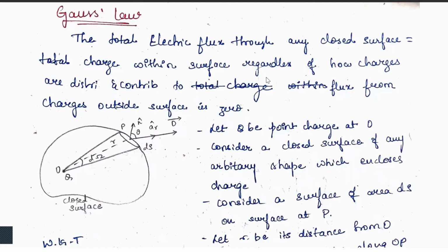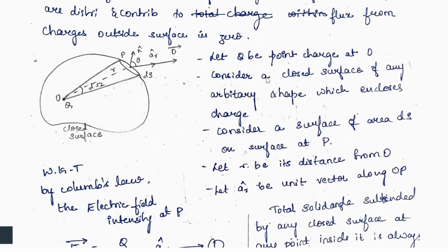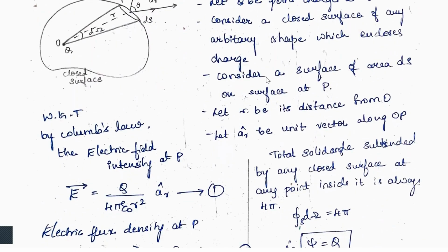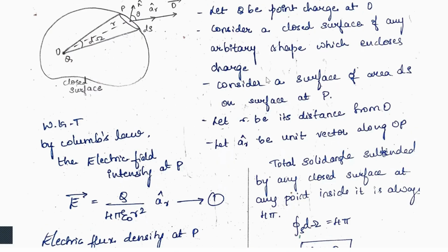So here, consider a closed surface. Let Q be a point charge at the point O. Consider a closed surface of any arbitrary shape which encloses the charge. Consider a surface area dS at the point P. Let R be the distance from O. Let a_R vector be the unit vector along OP. Now we know that by Coulomb's law, the electric field intensity at P is given by E vector equals Q divided by 4 pi R squared a_R cap. Consider that as equation 1.